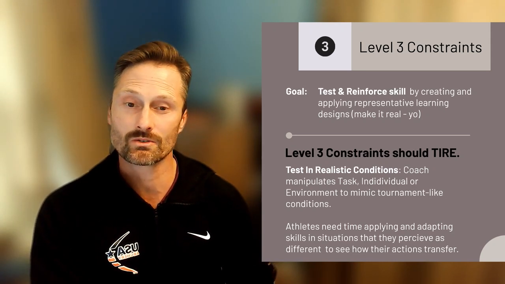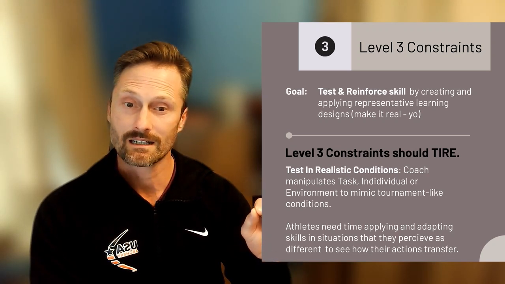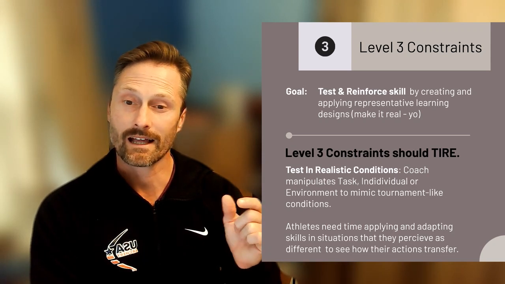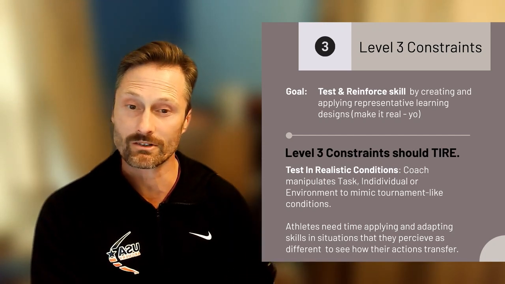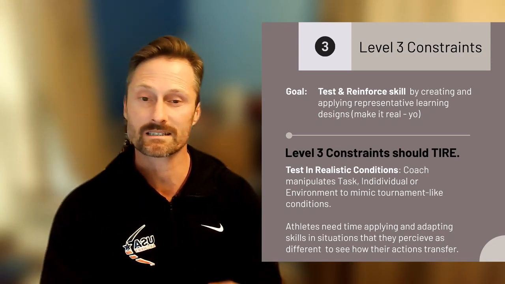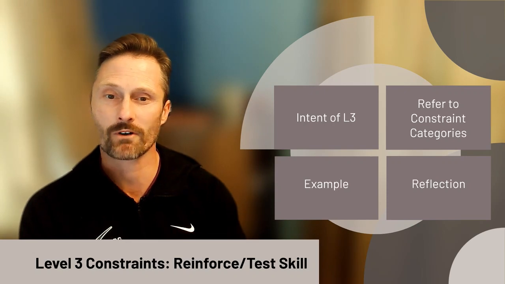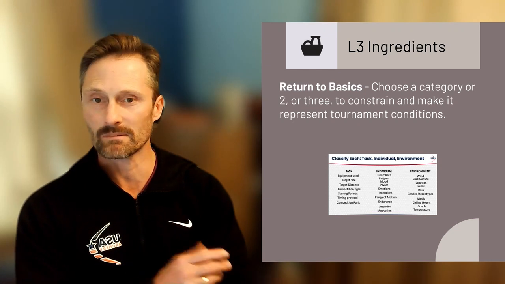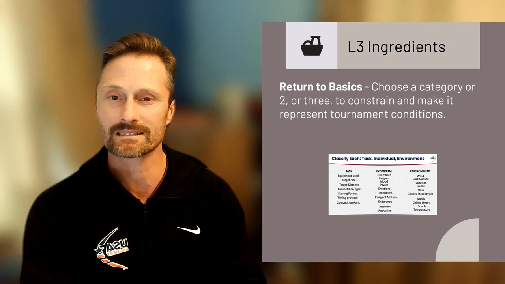Skills don't always transfer perfectly to new conditions because an athlete's perception actually ends up changing how they act, or their motor behaviors. So it's important with level 3 constraints to create realistic conditions that mimic tournaments. Let's refer to the constraint categories again and consider how to develop level 3 constraints. So level 3 ingredients, again, it's a return to basics.